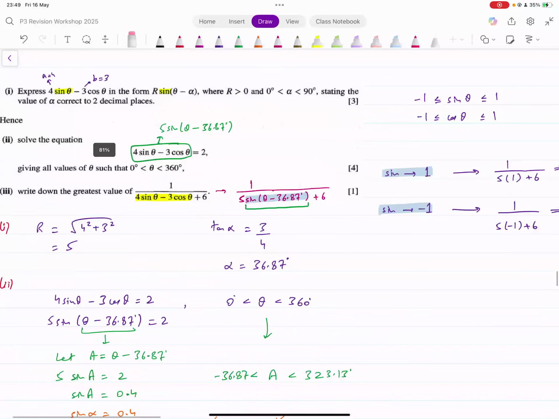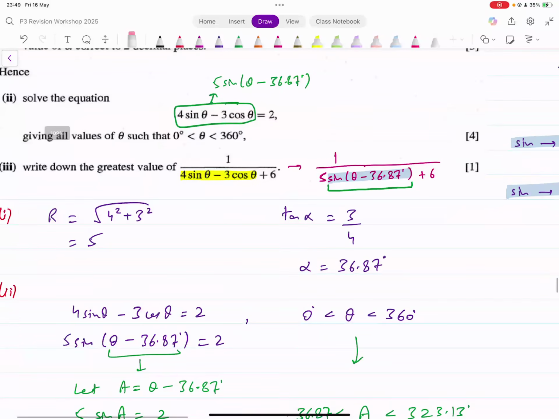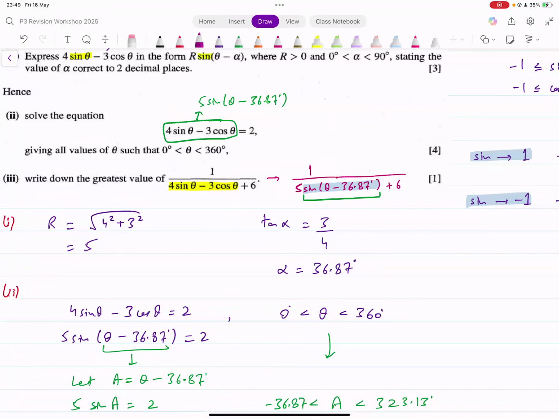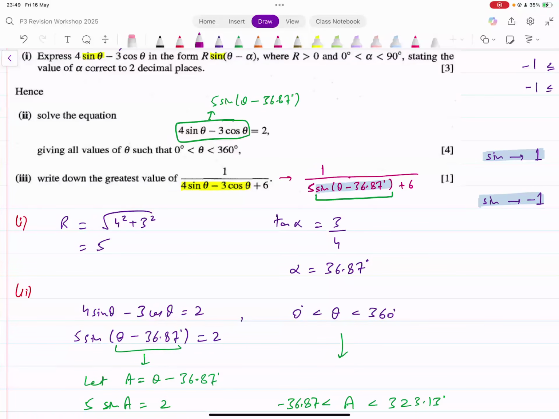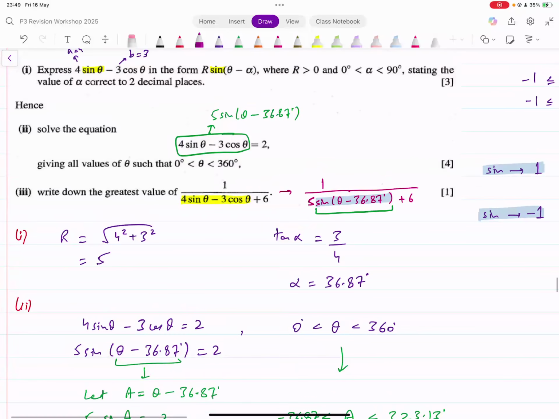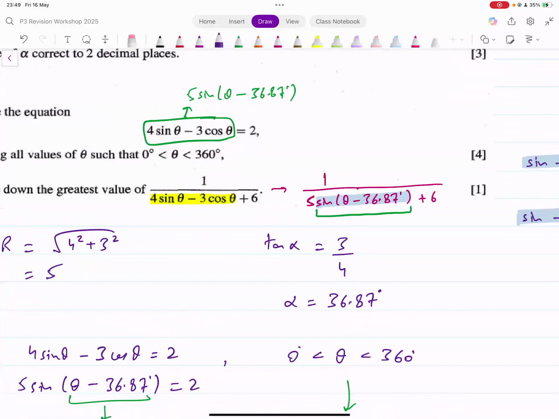Sometimes they give you something like this, to find the greatest value of something, or the least value of something. I've seen at least one such question in one of the recent papers as well. They're asking you to find the greatest possible value of this fraction. Now, how do you find that? Remember, sine and cos, both of them, are between -1 and 1. But the problem is, we've got both of these functions. We can't input individual values for them as 1 and -1. We need to convert them to a single function, first of all.